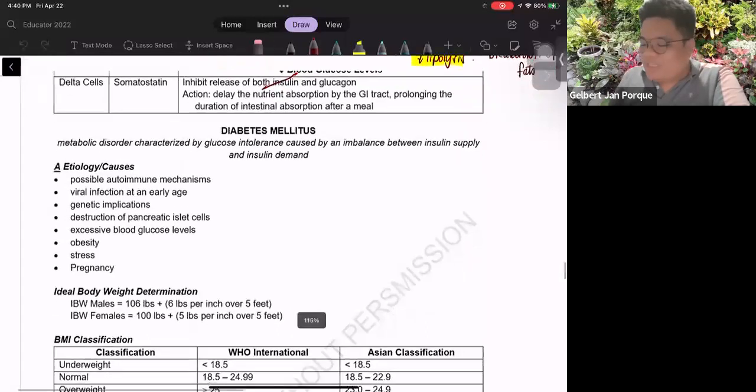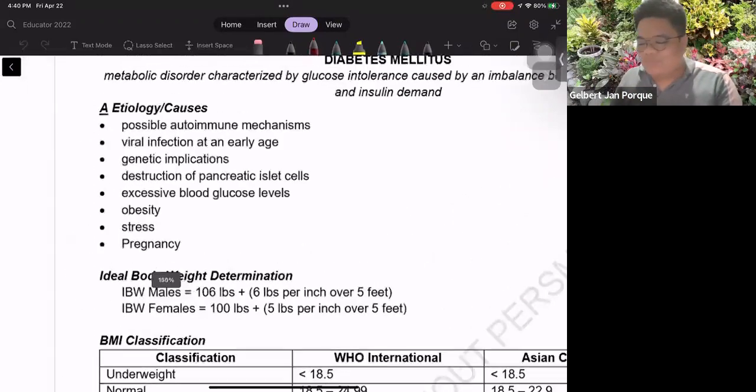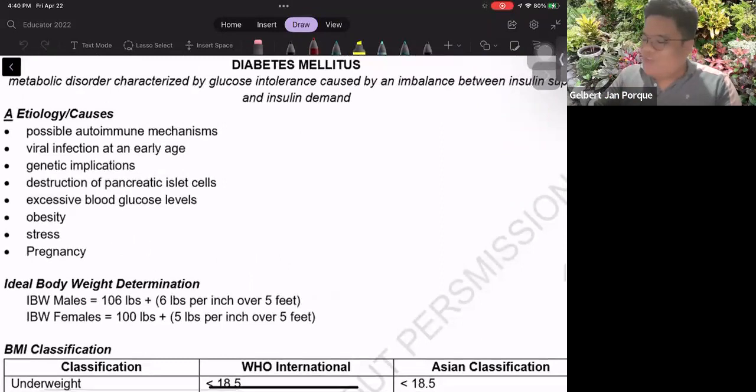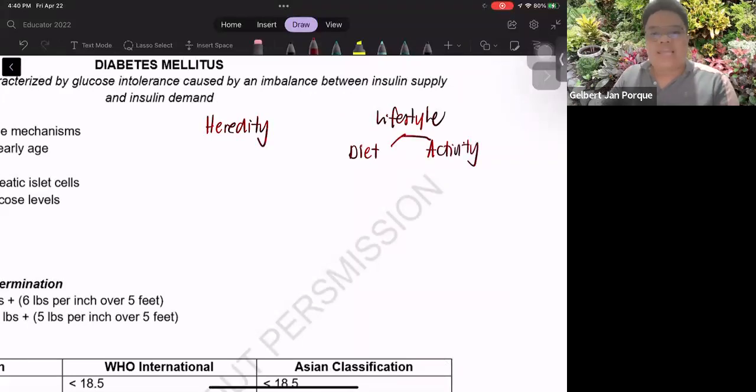Now, let's talk about your diabetes mellitus. Class, your diabetes mellitus is a metabolic disorder, glucose intolerance, caused by an imbalance between your insulin supply and insulin demand. The causes, students, are enumerated there. Okay? Class, duha lang man na ang major cause yagid nga balikan. One is heredity, and then the other one, class, is lifestyle. In your lifestyle class, dyan papasok si diet, and dyan papasok si activity. Class, both heredity and lifestyle would have a role in diabetes mellitus.